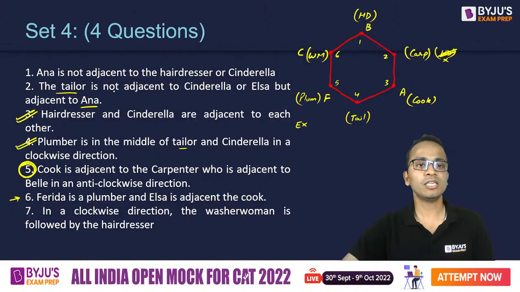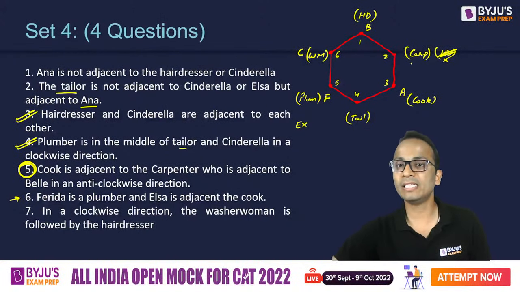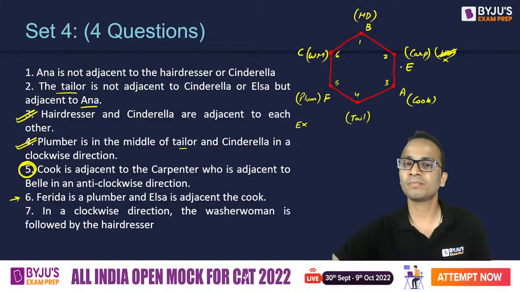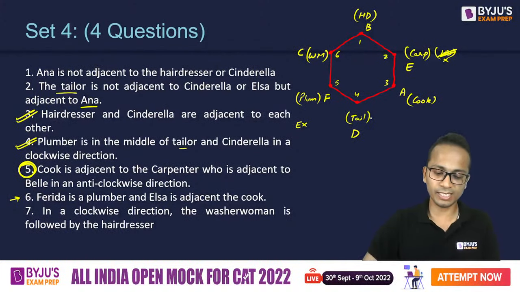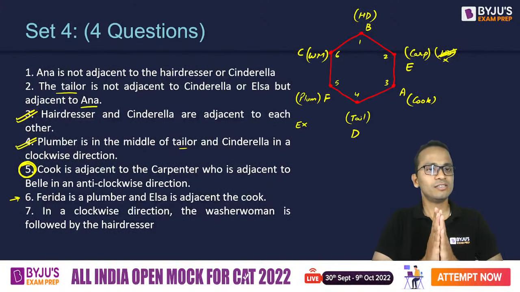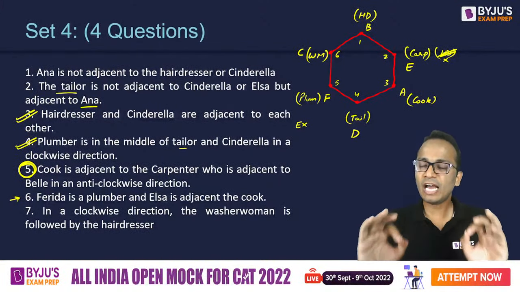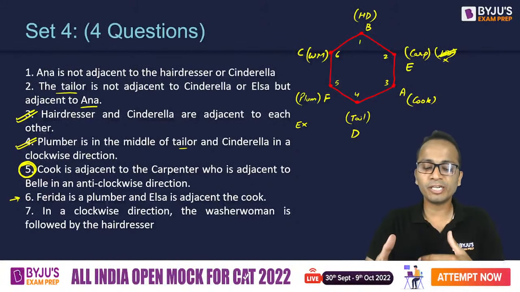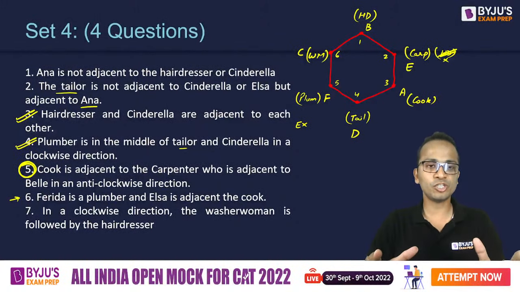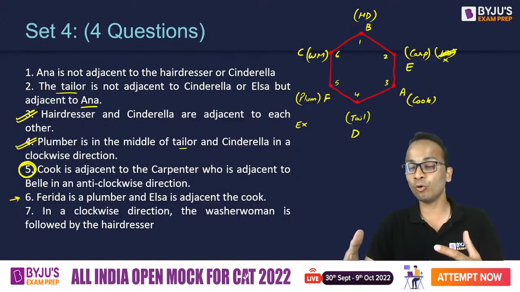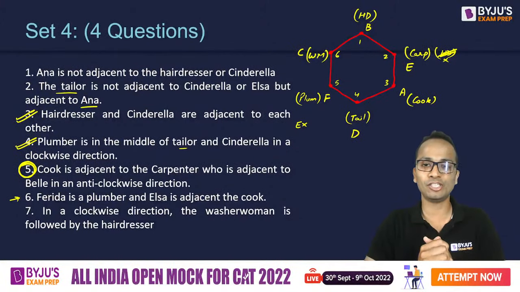So I can use this. Taylor is not adjacent to Cinderella or Elsa. Fine. So I can say that Taylor is not Elsa. So Elsa has to be carpenter. Okay. So this is E and Taylor will be D. That is all. Finish. We have invested somewhere around 2 or 3 minutes on this set. If you have invested 2 or 3 minutes and after that there are 4 questions, then it's a good investment.